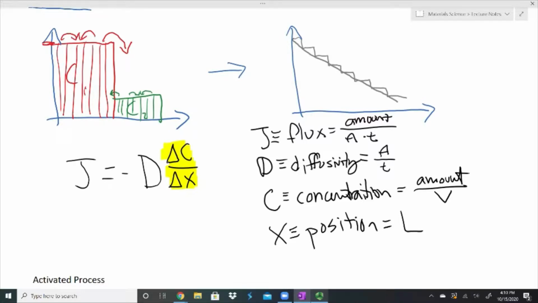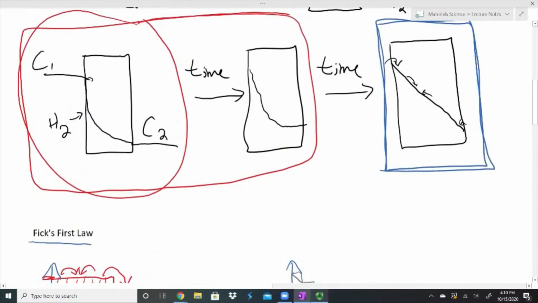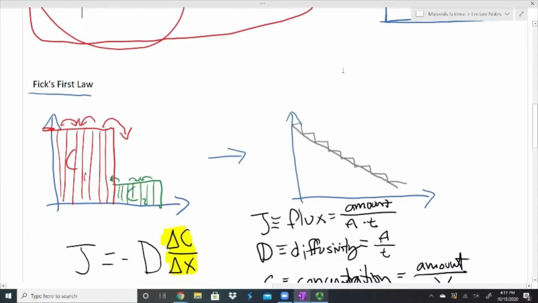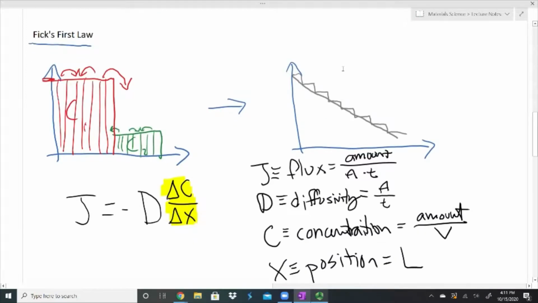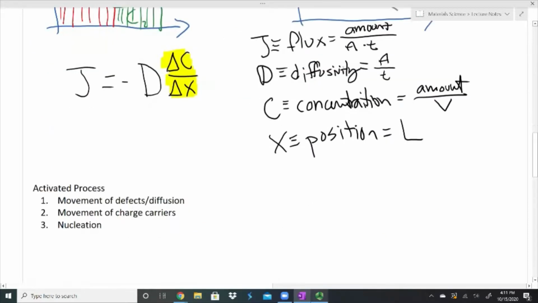And if we think about, well, if it's not constant, right? So here is our not constant. We have a changing slope. It's going to get more difficult, and that's going to be changing with time. I just want to let you guys know that there is a second law out there. It is a little bit more complicated. It deals with non-steady state, but it can be useful.